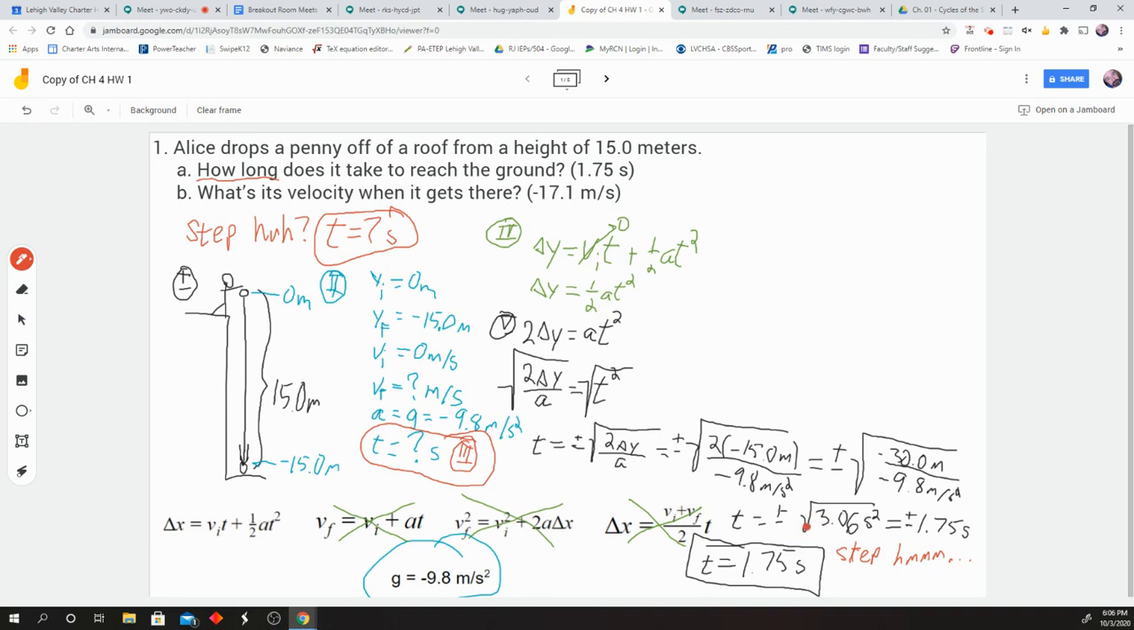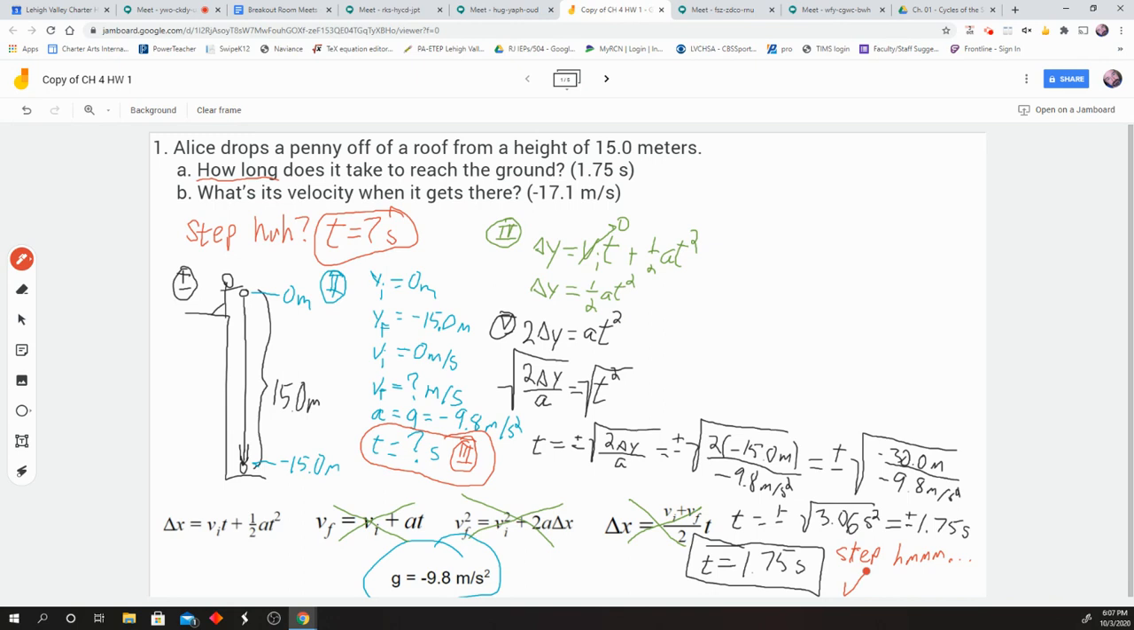1.75 seconds. If you dropped something from a height of 15 meters, and 15 meters is about 15 yards, so about 45 feet, does it make sense that it might take 1.75 seconds to reach the ground? So 1 Mississippi, 2 Mississippi. Okay, that's about 1.75 seconds. That seems like a reasonable time. So that's probably right. So we give it a check. So that's how you do part A.